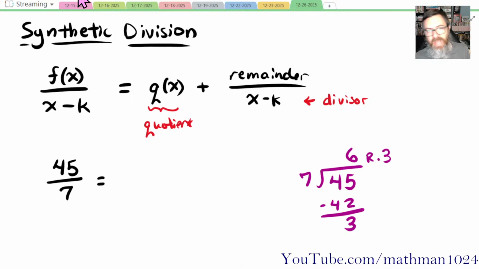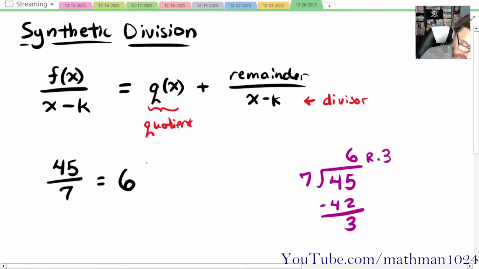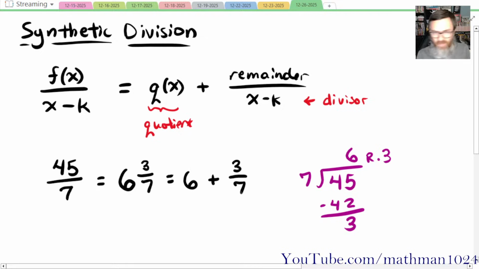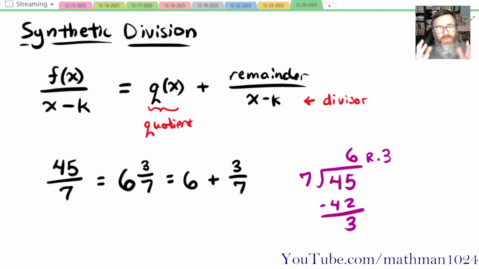So you get 6 with a remainder of 3. When we did this back in the day, we would have written this as a mixed number. 6, and then we take the remainder over the divisor. Now, when you say 6 and 3/7, that's the same thing as saying 6 plus 3 over 7. Exactly the same thing, right? And that's what we're going to be doing now, but with polynomials and other crazier looking functions.